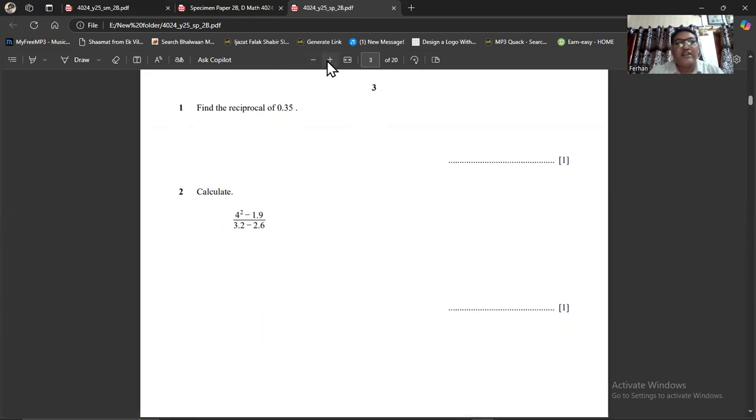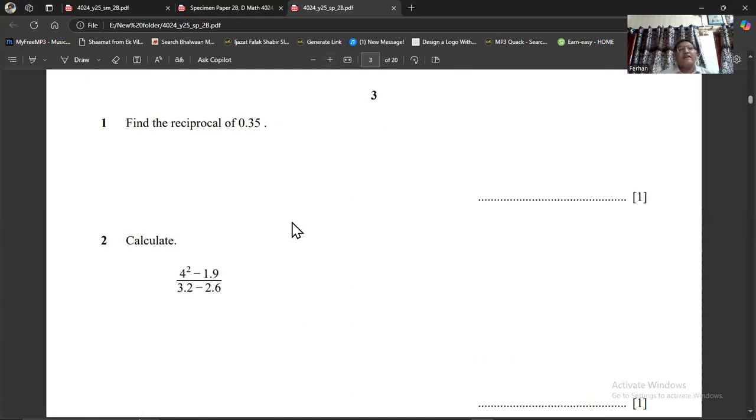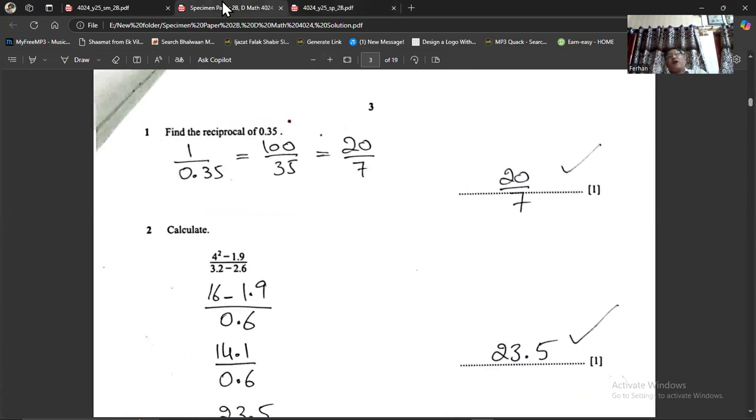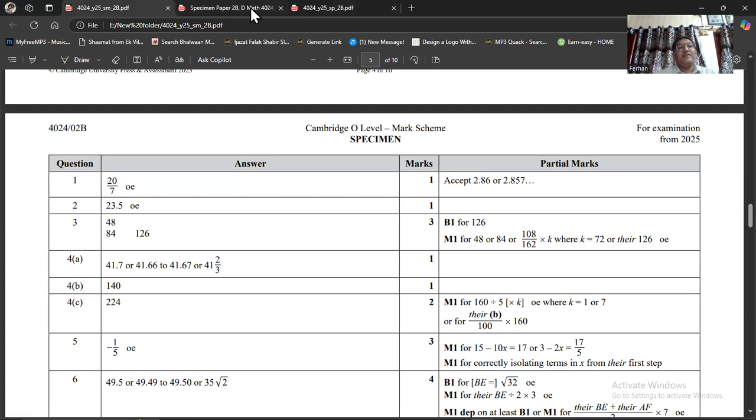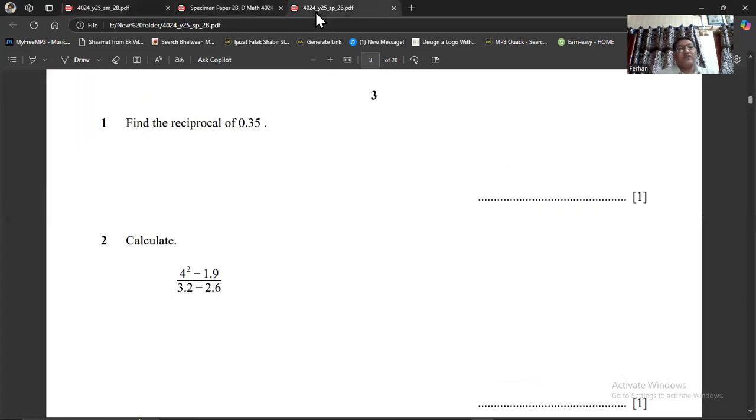Question number 1 is showing up on your screen. It says find the reciprocal of 0.35. That is 1 divided by 0.35. So I will remove the decimal in the denominator. Upstairs I will write 100, downstairs it will become 35. Cancel both the numerator and denominator with the table of 5. So you will get 20 by 7. 20 by 7 is the right answer.